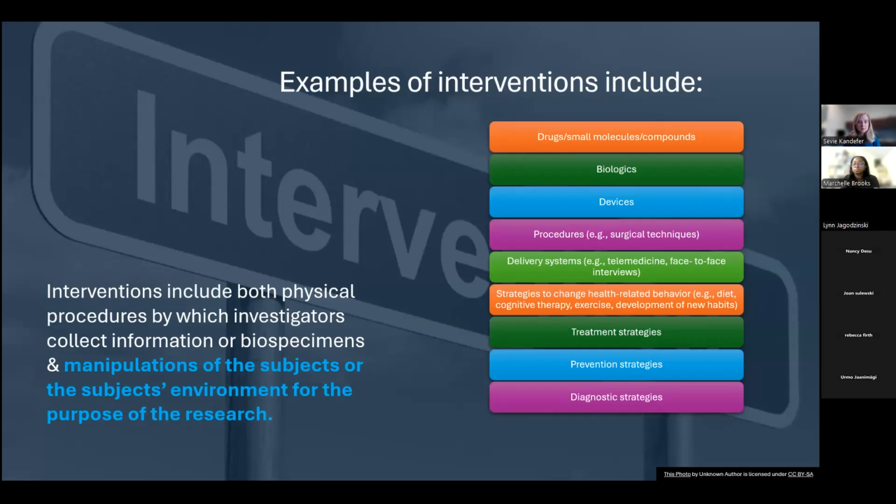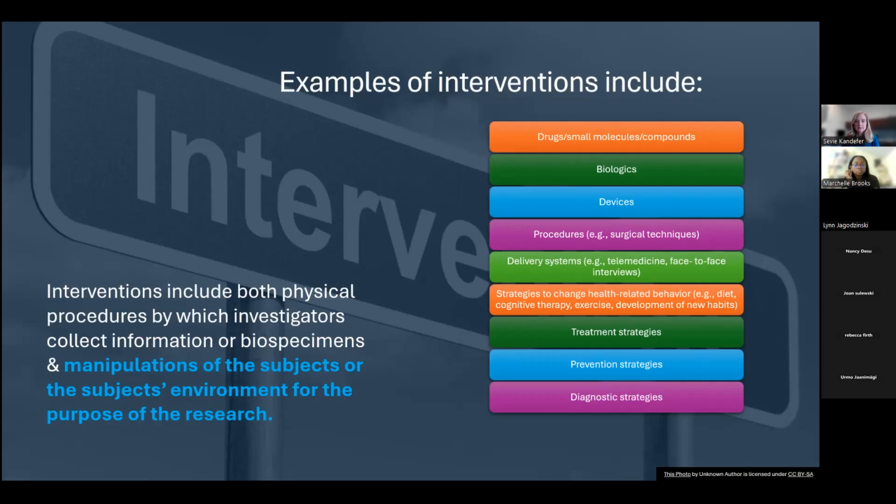manipulations of the subjects or the subject's environment for the purpose of the research. So some examples of interventions include the use of drugs, small molecules or compounds, biologics or devices. Now, a medical device can be anything from a stent to a toothbrush. So a device isn't just like those big devices we think of. Like I said, a toothbrush, dental floss, those things are also medical devices and would be an intervention.